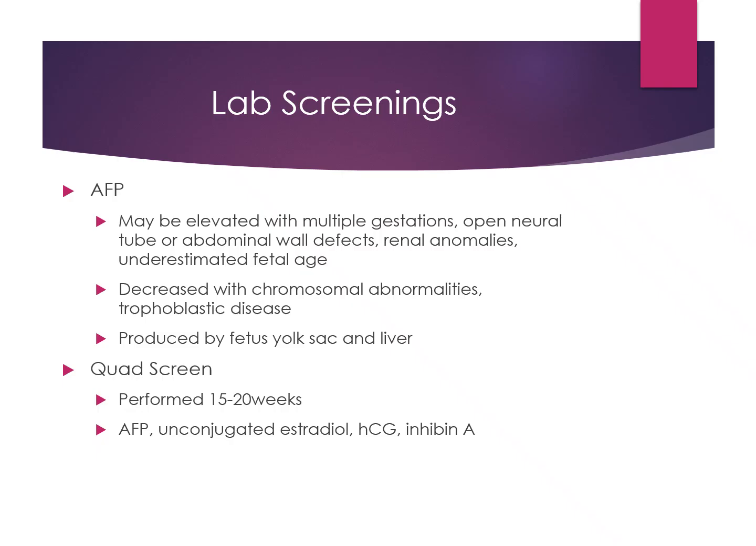Then we have our quad screen. And so even by its name, you can kind of tell there's 4 things in the quad screen. It's going to be AFP, unconjugated estradiol, HCG, and inhibin A. You don't need to know a lot about these. Obviously, HCG is going to be related to the pregnancy, and AFP is going to be related to the pregnancy. But if you see something that has a quad screen, also add estradiol and inhibin A into that.